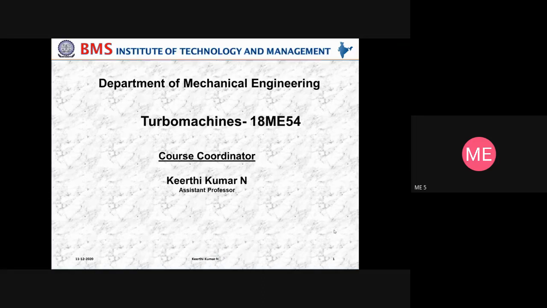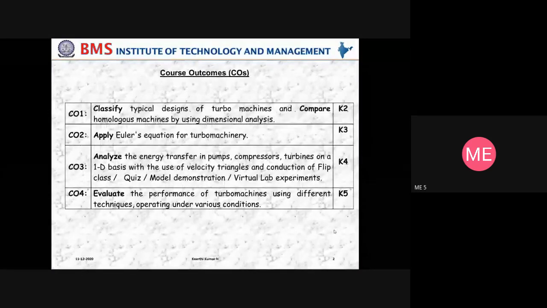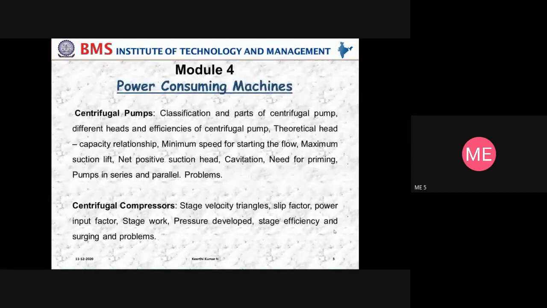Second, this is a course outcome, where we are going to apply Euler's turbine equation and analyze energy transfer in pumps, compressors and turbines on a 1D basis. This entire module corresponds to power consuming machines, also called power absorbing machines, where power is the input for these machines. So it is considered as power consuming machines.